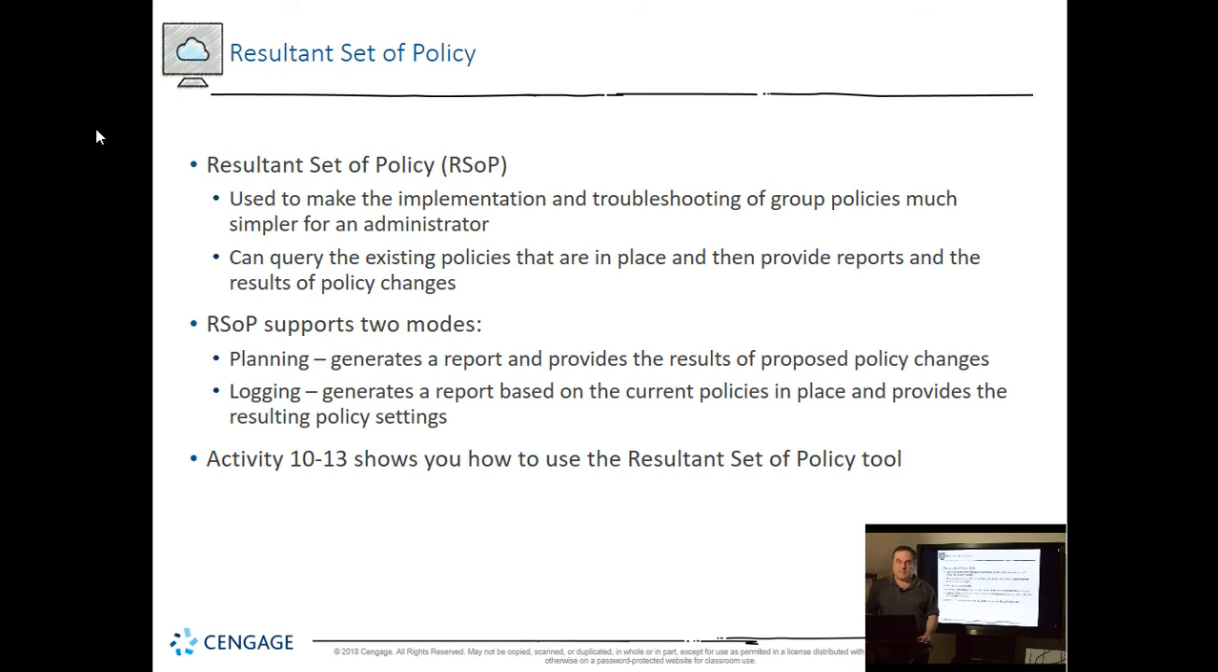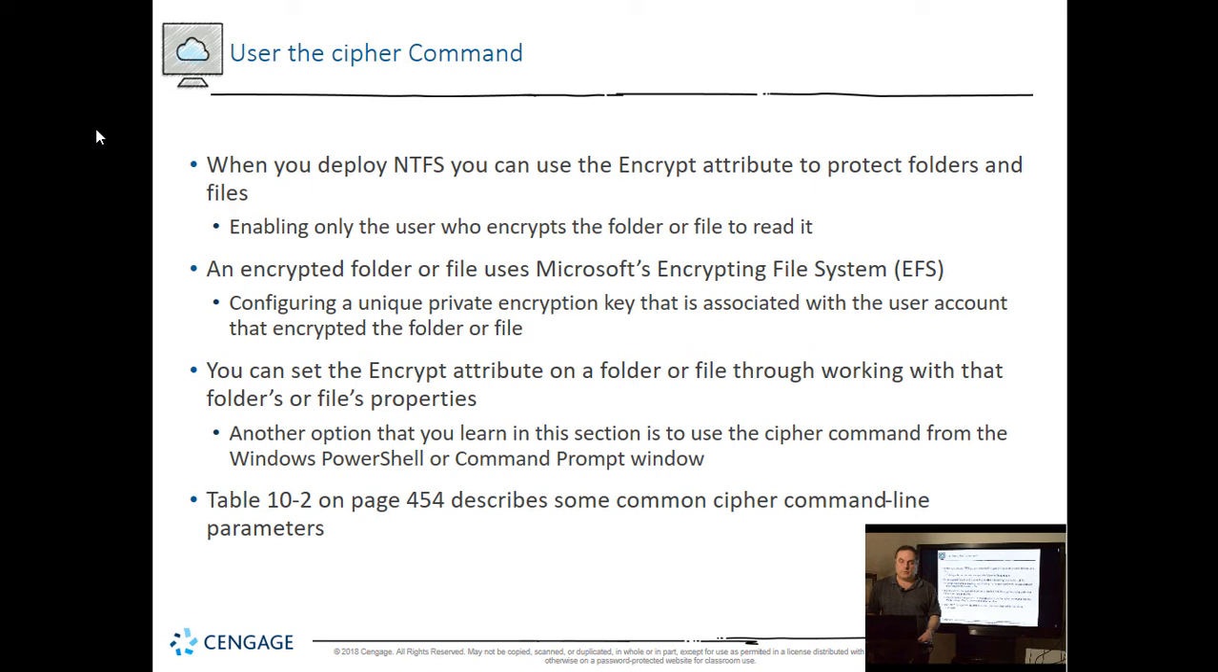Resultant Set of Policy basically tells you what group policies are being applied to a user. It can be very useful. So you've got planning, which generates a report and provides the results of the policy changes, and then logging, which generates a report on the current policy. So Resultant Set of Policy is a very useful tool.